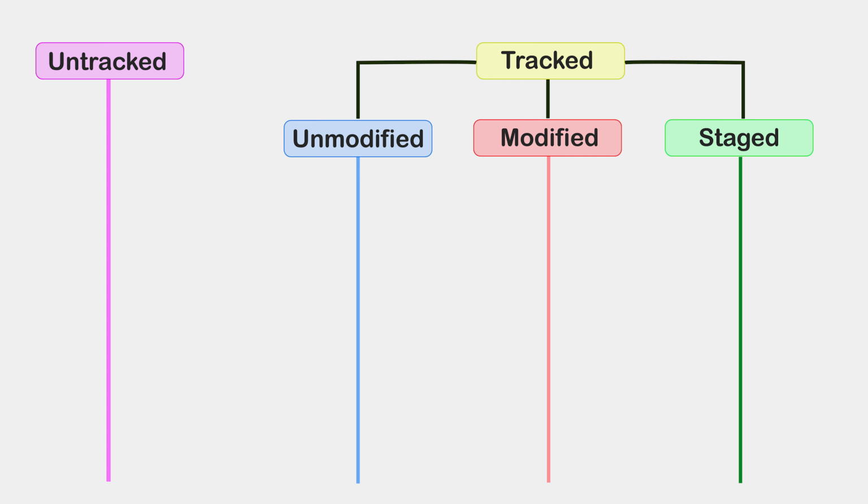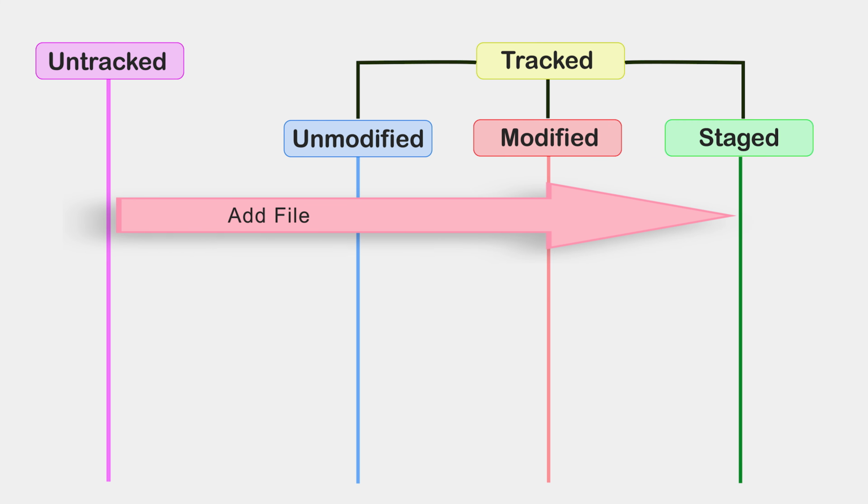To track this file, we need to add it to the staging area using the command git add followed by the file name. This moves the file to the staged state, and from that point, Git will track any changes made to it. When we commit, Git stores a permanent snapshot of the file in the repository.